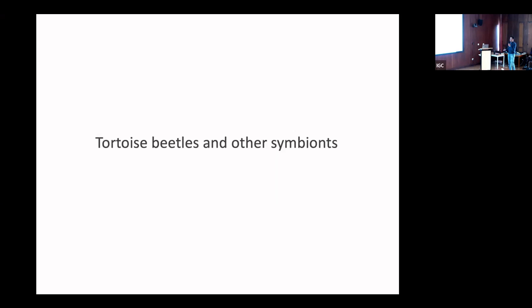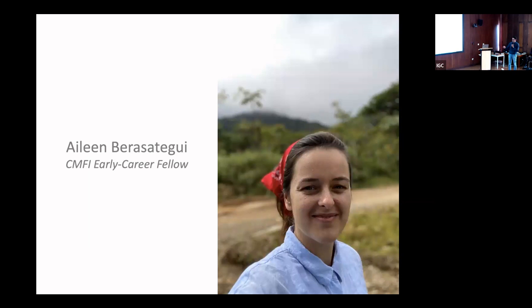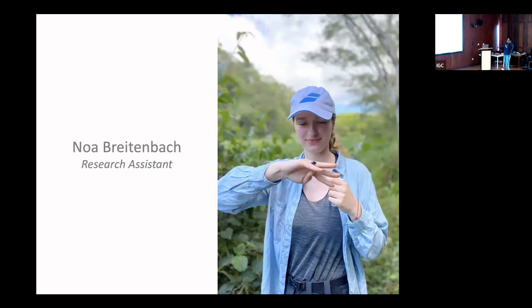So now I want to transition to other forms of symbioses within tortoise beetles. This is work primarily led by Eileen Birasategi, a CMFI early career fellow in my lab, and Noah Breitenbach, a star research assistant who was one of our first lab members from the University of Tübingen.